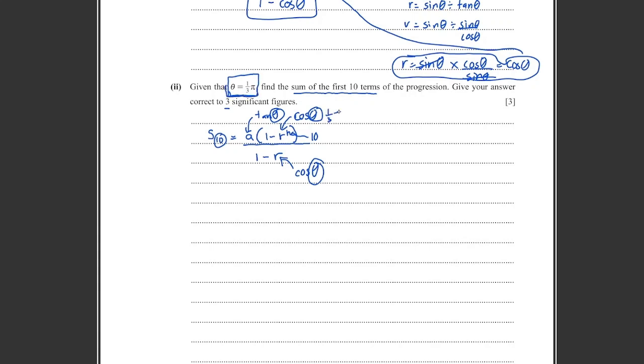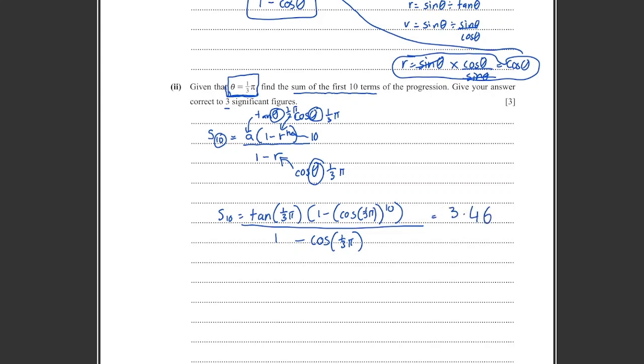So we just put 1 by 3 pi in here, and in here, and in here, and we're basically going to get tan 1 by 3 pi multiplied by 1 minus cosine 1 by 3 pi raised to the power 10, divided by 1 minus cosine 1 by 3 pi. And so you solve this out, and you're going to get an answer of 3.46.